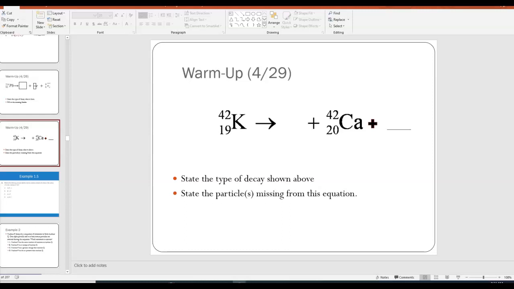Okay, so in this video we're going to do a few more example problems with decay equations, and then briefly talk about ionizing radiation, and then in the next video we'll talk about half-life and radioactive decay. So take a look at this example problem here.